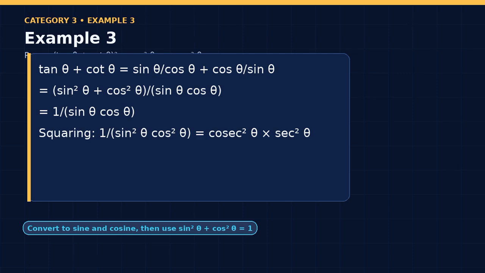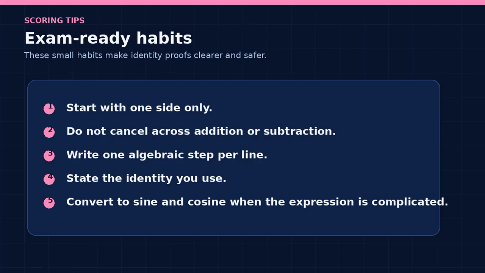Squaring gives 1 over sine squared theta multiplied by cosine squared theta. Finally, replace 1 over sine squared theta by cosecant squared theta and 1 over cosine squared theta by secant squared theta. The result is secant squared theta multiplied by cosecant squared theta. The identity is proved. Here are 5 exam-ready habits.